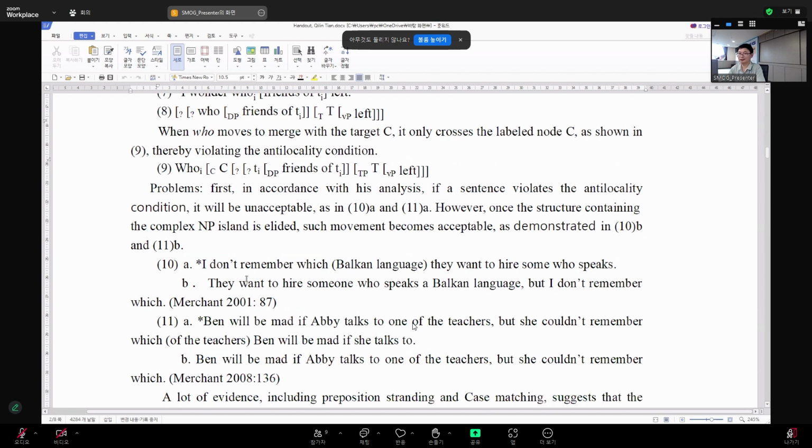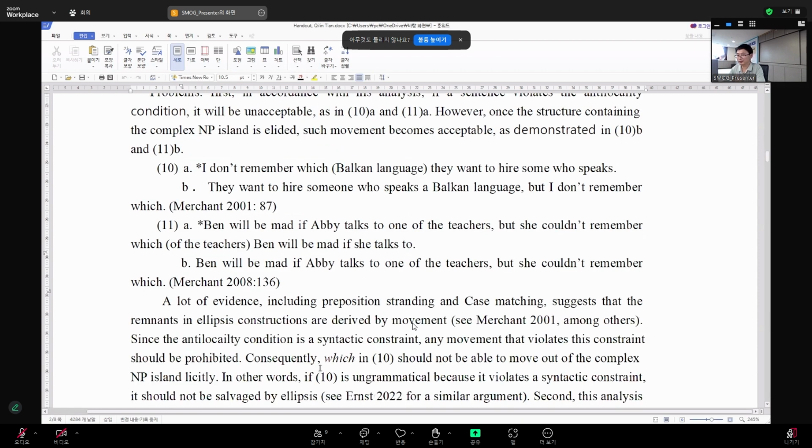I think this hypothesis has a lot of problems. First, in accordance with this analysis, if a sentence violates the anti-locality condition, it will not be acceptable, as can be seen in 10A and 11A. However, when the structure containing the complex island is elided, such movement becomes acceptable, as can be seen in 10B and 11B.